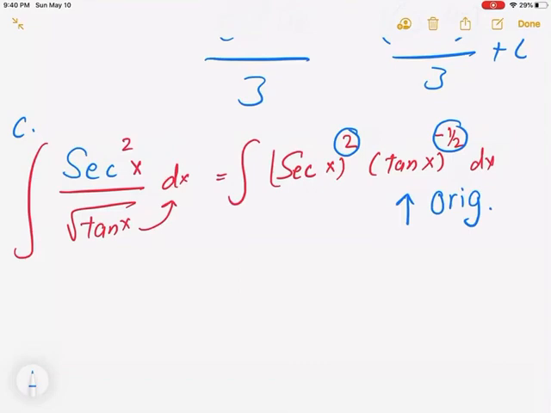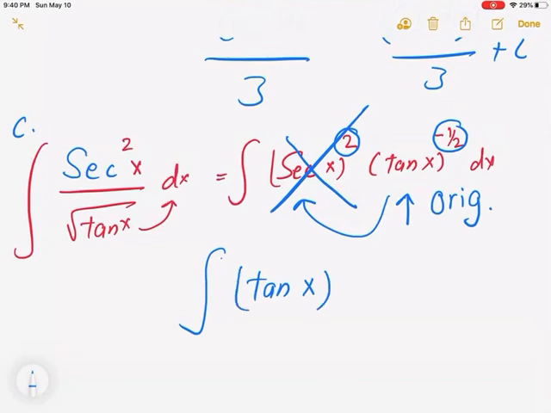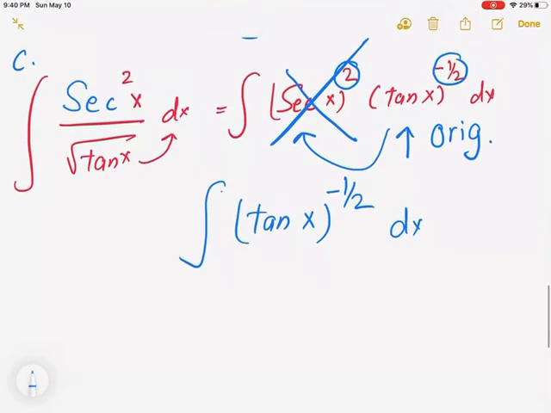Now, try recalling the chain rule. Is the leftover part the derivative of that or not? Try recalling tangent. What's the derivative? Secant square. So yes, it completes the pattern. Once it completes the pattern, this part is just going to go away. So what I have left is this, right? Now I would just do a normal integral.